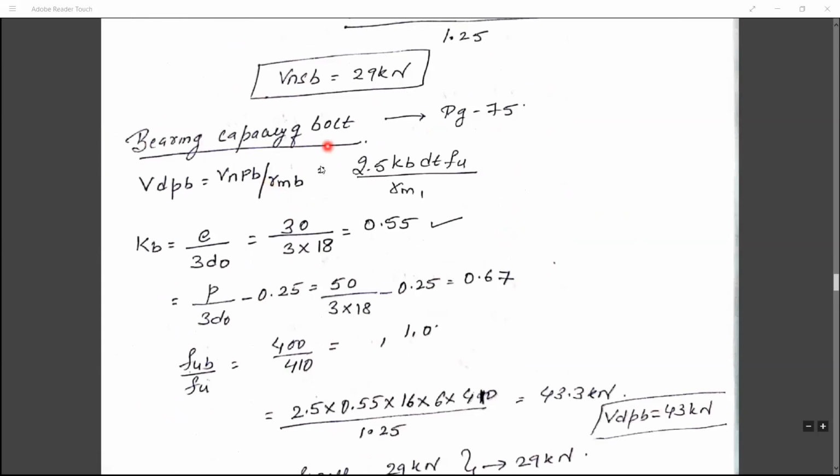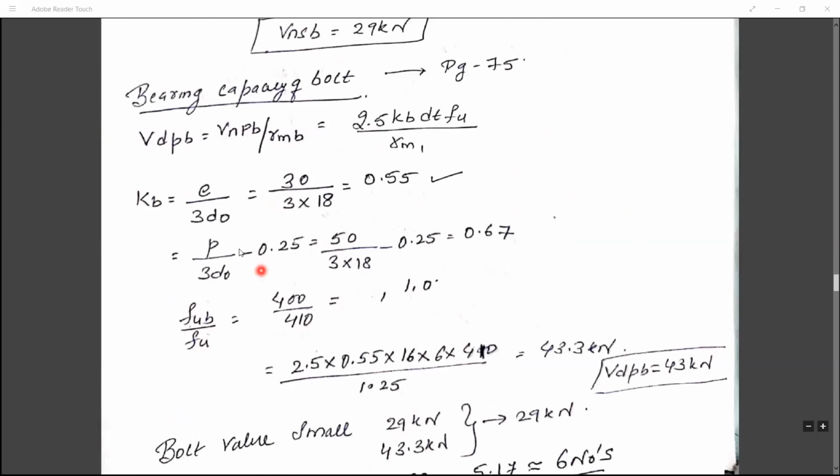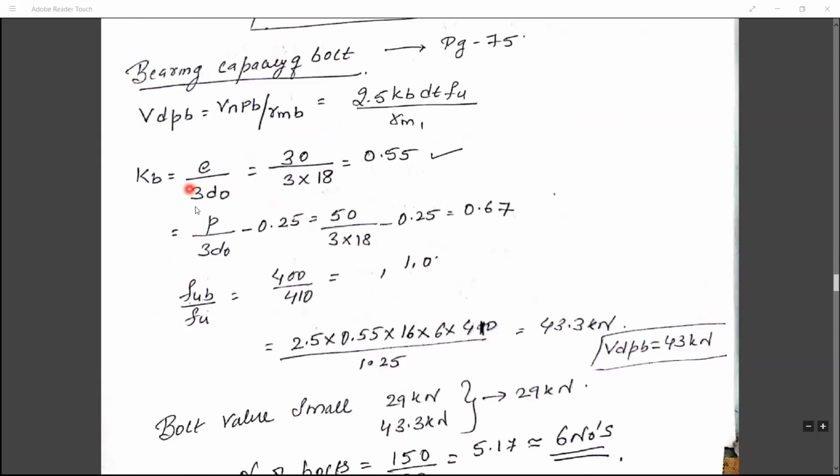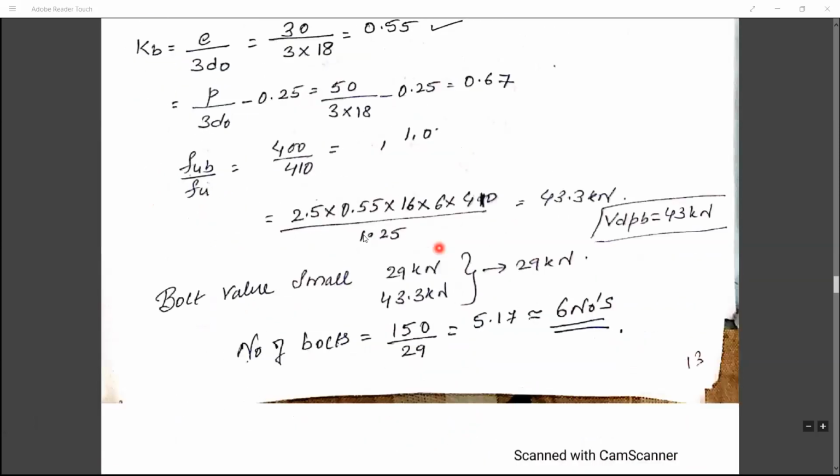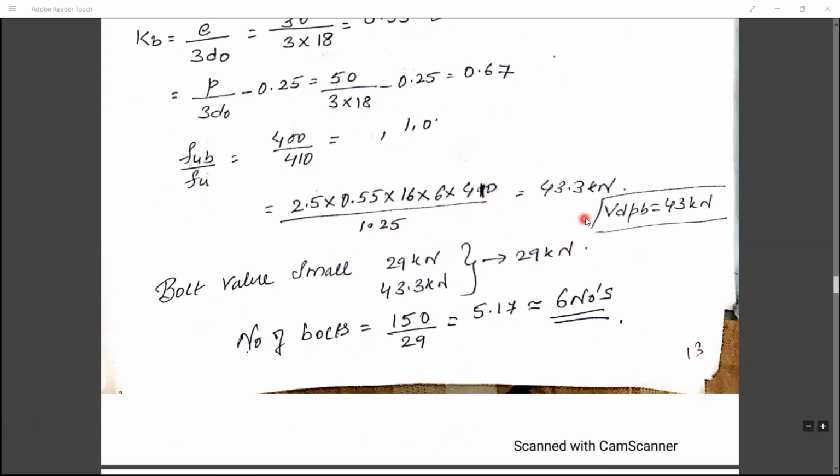Then if you determine bearing capacity of bolt with respect to page number 75, then Vdpb is equal to Vnpb by gamma mb, 2.5 times of kb d t fu. So there you can find that kb with respect to e by 3 d0, p by 3 d0 minus 0.25, fub by fu. So after selecting this, you need to select here minimum values. When you select the minimum values, you will get the answer as 43.3 kilonewtons or 43 kilonewtons.